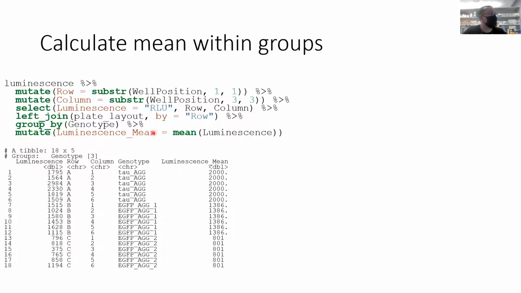We're going to make a new column called luminescence mean, and it's going to be the mean of the luminescence column. Because we grouped it here by genotype first, the mean will be calculated within group and not across the entire data frame. So as you can see, everything with the genotype tau ag has a mean of 2000. Everything with a genotype EGFP ag 1 has this 1386 and then 801.